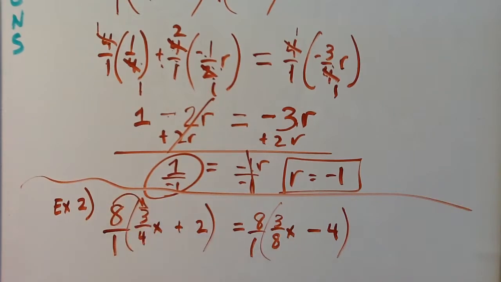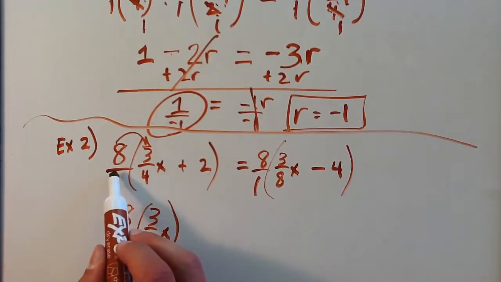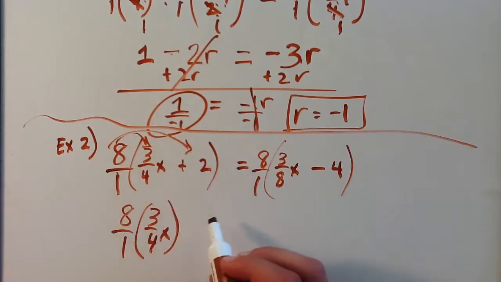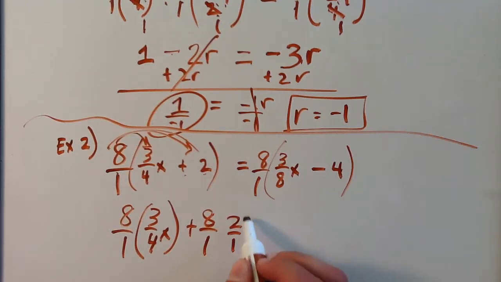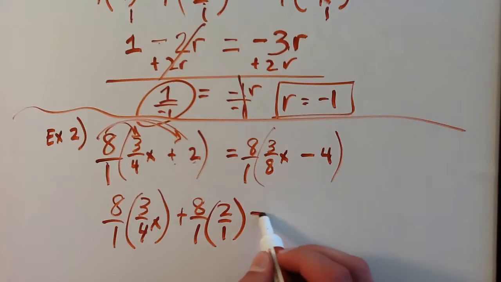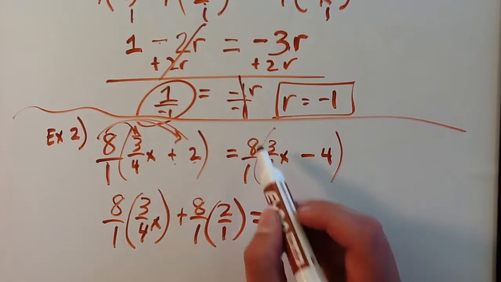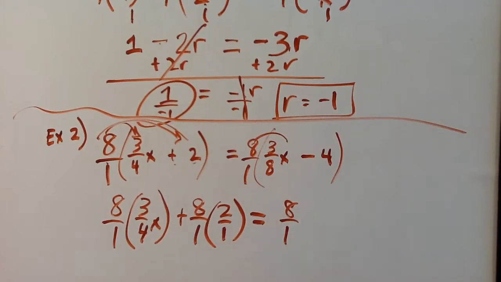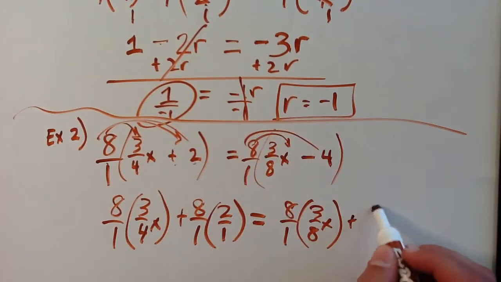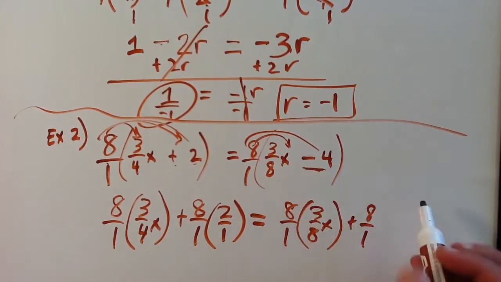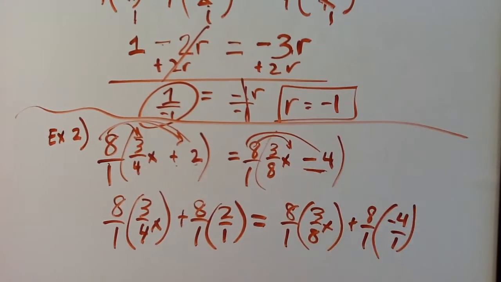So I have 8 times 8 over 1 times 3/4 x. Okay, I'm using parentheses to show multiplication. I'm distributing a positive 8, so again I have positive 8 over 1 times positive 2, or 2 over 1. Bring your equal sign straight down. I also need to distribute on the right side. So I have 8 over 1, because that's the number that I am distributing, 8 over 1 times 3/8 x. Okay? Then I have positive 8 over 1 times, what's this number? This is negative 4, where I could put negative 4 over 1.